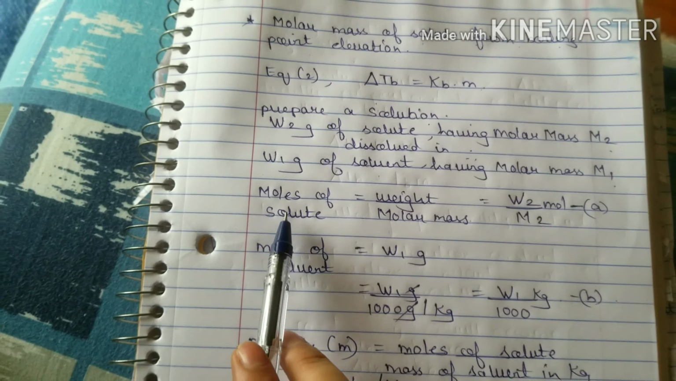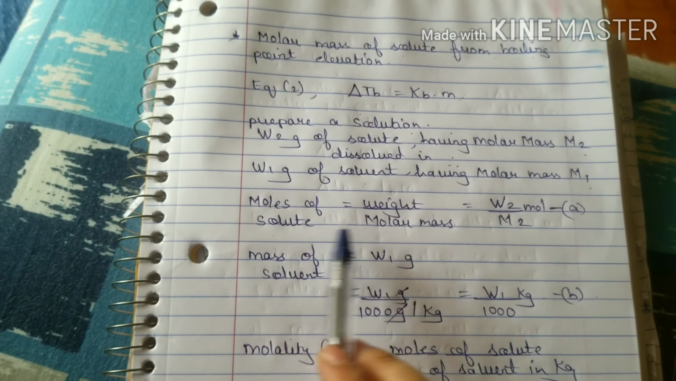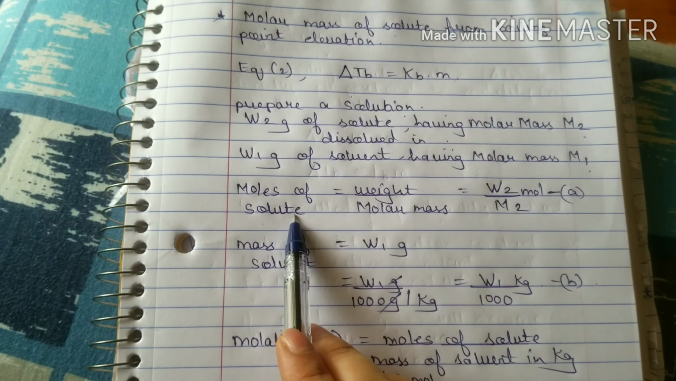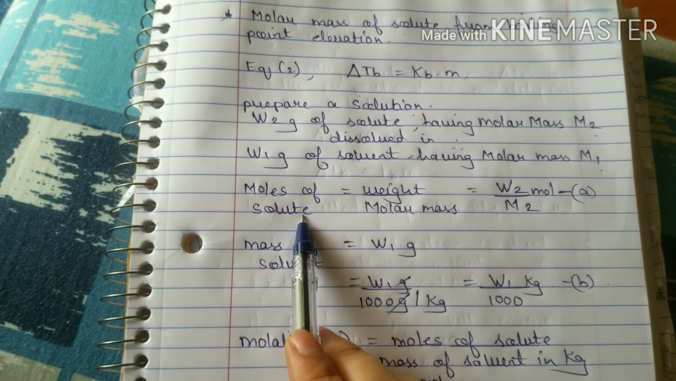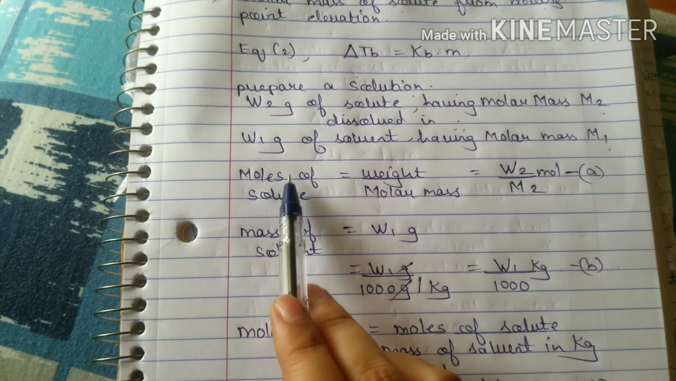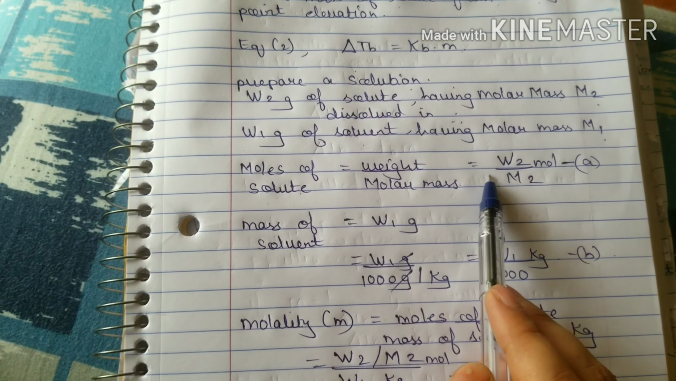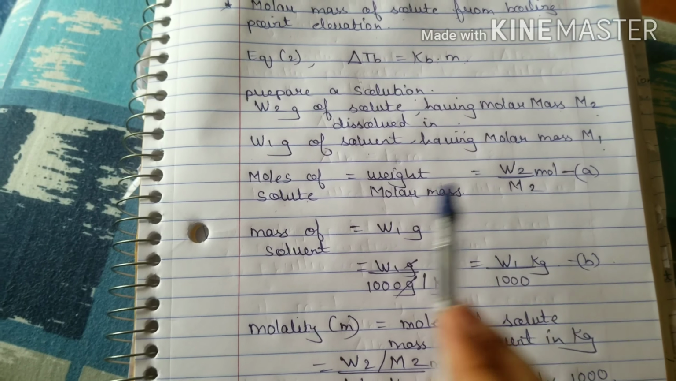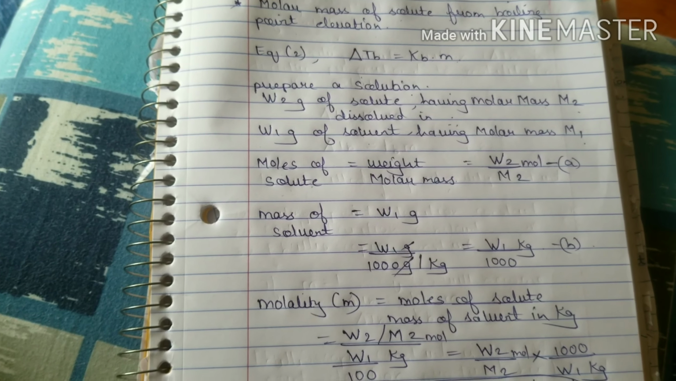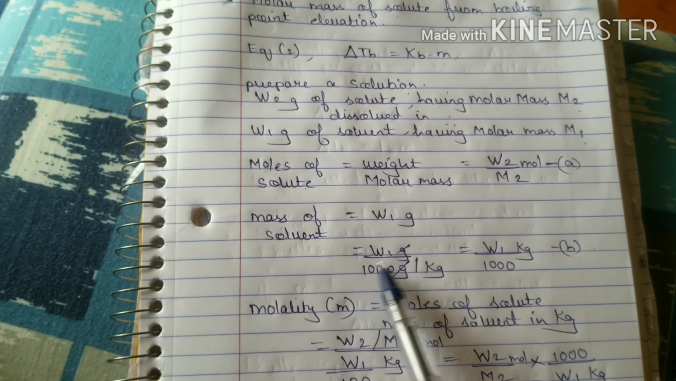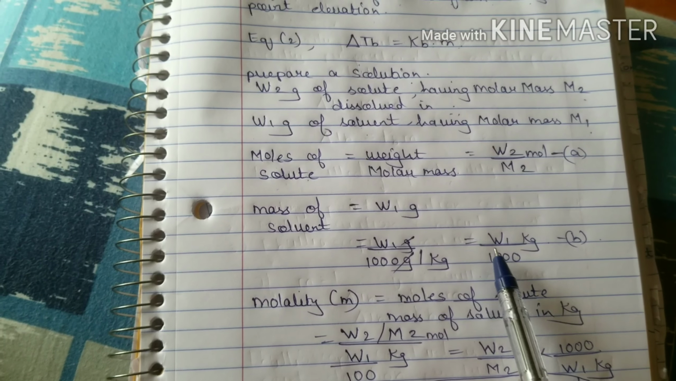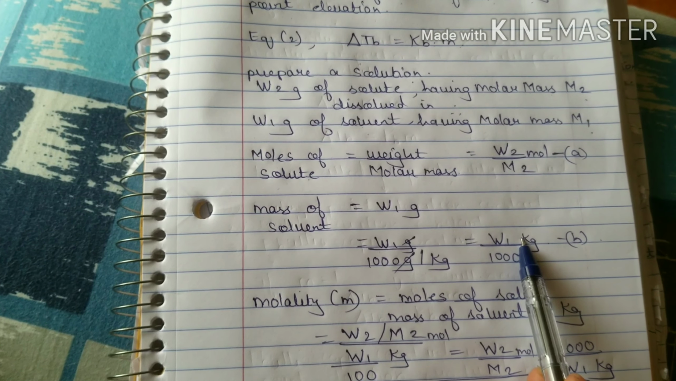Now we know the formula for moles of a substance, it is weight upon molar mass. You are calculating the moles only of solute because we know the formula for molality is moles of solute upon mass of solvent in kg. So first step is you are going to calculate the moles of solute. That is going to be W2 upon M2 mole. Next we need to calculate mass of solvent. We know it is W1 grams, but we need it in terms of kg, right? So W1 gram upon 1000 grams per kg. So this grams here is going to get cancelled, so you are left with W1 upon 1000 and kg, right?